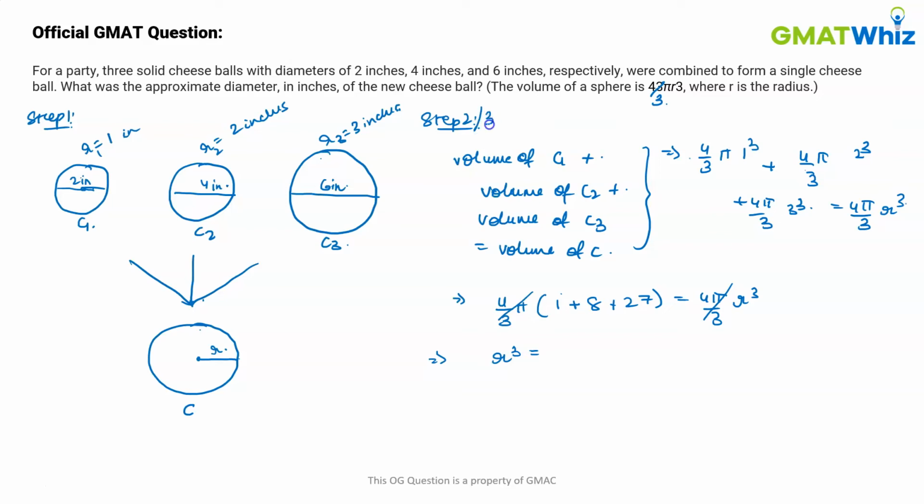I'm doing steps 2 and 3 together as you just need to form an equation and equate it. So 27 plus 1 is 28 and 8 which is 36. So this is equal to 36. Now this is the value of r cube. So r will be equal to cube root of 36. But since we need the diameter of C, this will be equal to 2 multiplied by r, which is equal to 2 cube root of 36. And this matches with the answer choice E, and hence option E is the correct answer.